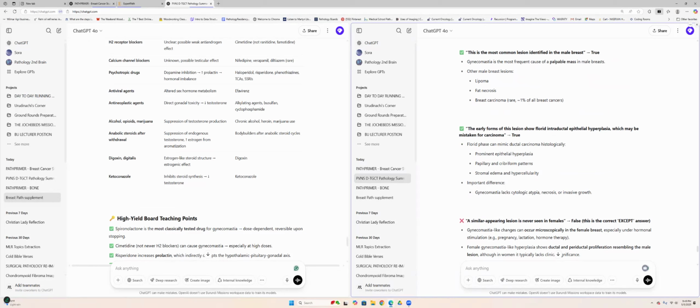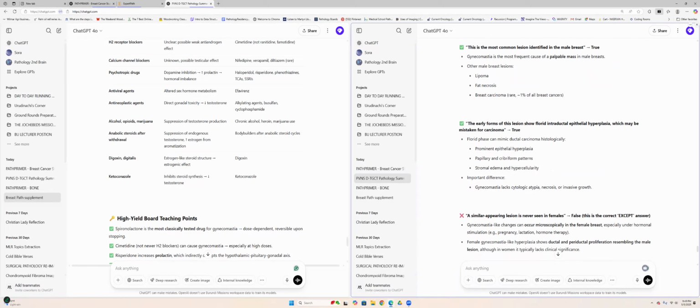The early forms of this lesion show florid intraductal hyperplasia, which may be mistaken for carcinoma, and that's true because there's prominent epithelial hyperplasia, papillary and cribriform patterns may occur, and stromal edema and hypercellularity may occur. Gynecomastia lacks atypia, necrosis, or invasive growth.